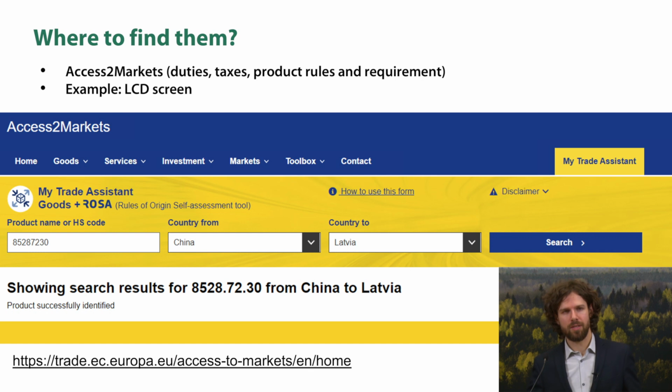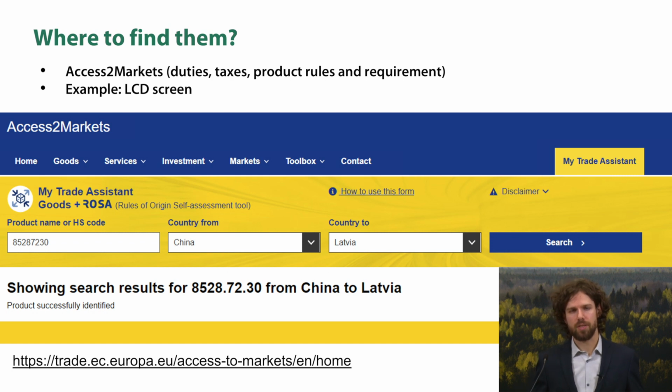But for the companies, if you're making any of these products or if you're importing them, it could still be quite hard to find all the documents or the requirements to make sure you're following them. So there is one tool, I think, which is very helpful. It's called Access to Markets.